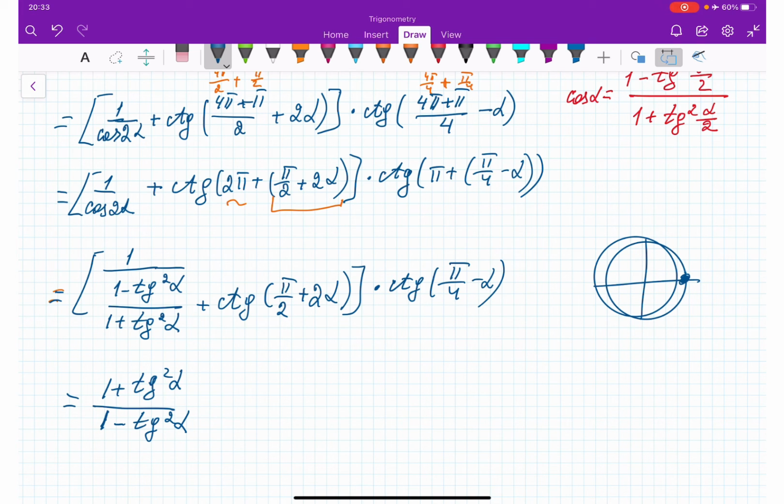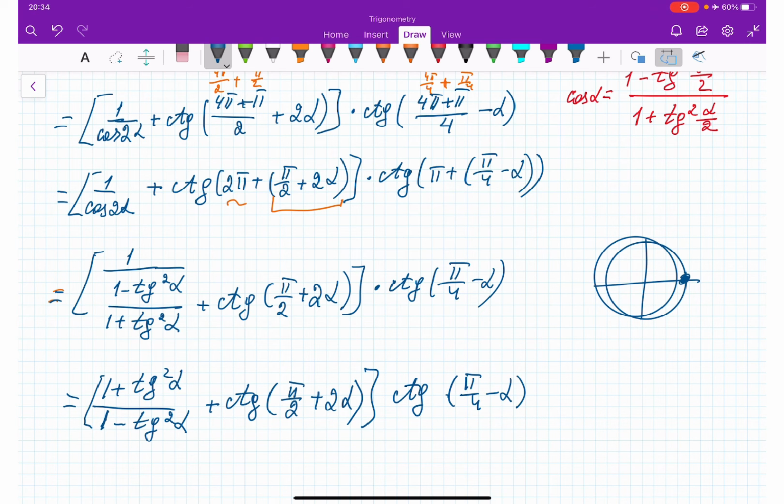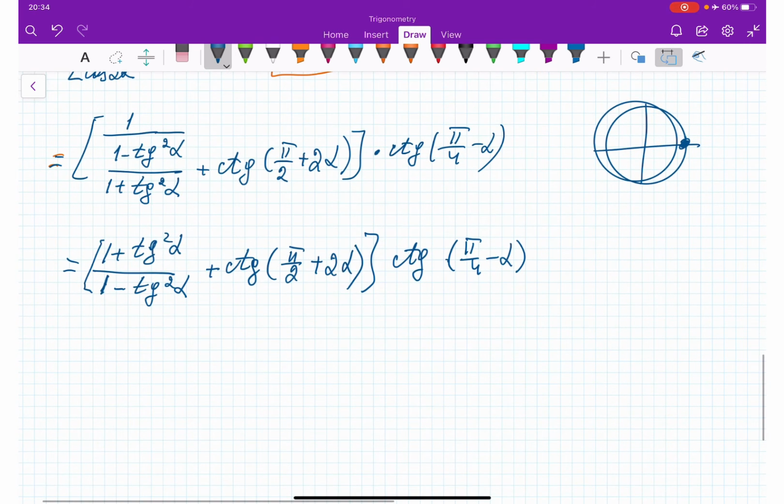Okay, plus cotangent half a pi to alpha, one second, times cotangent pi over 4 minus alpha. Okay, so from here we are going to get cotangent pi over 2 plus 2 alpha.